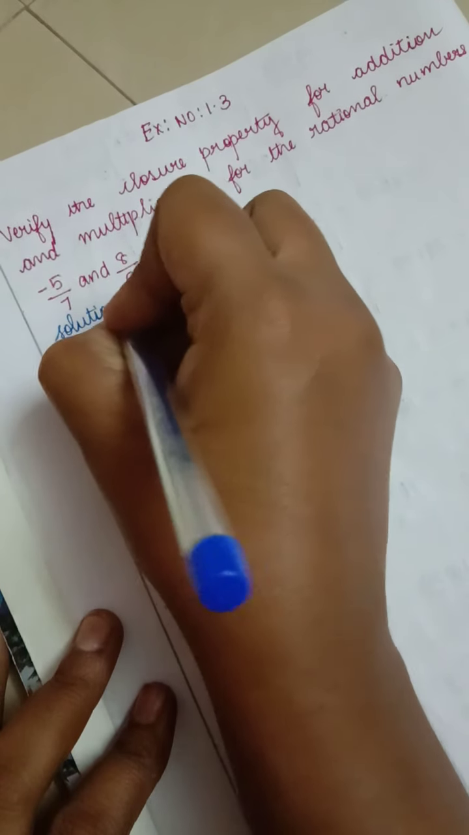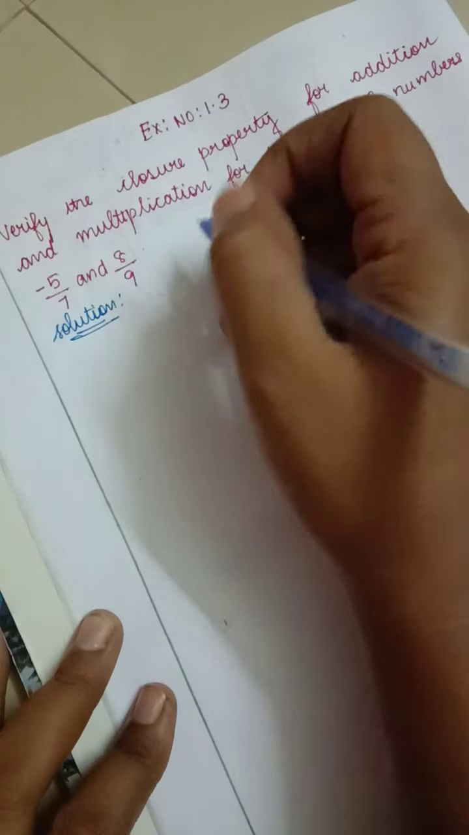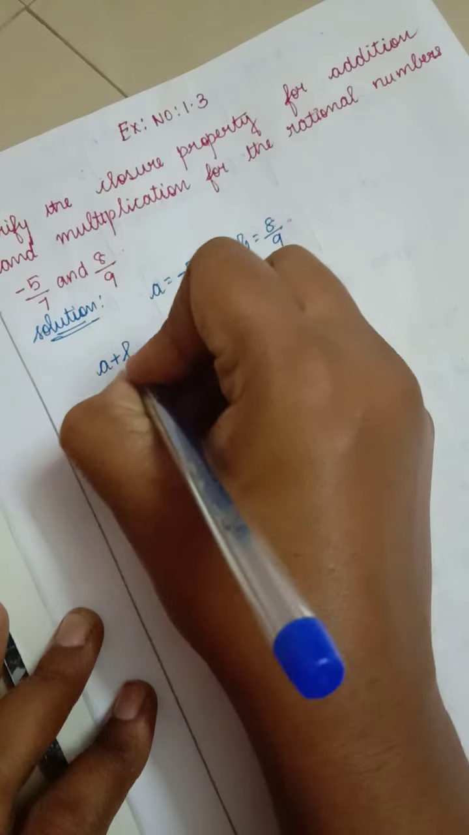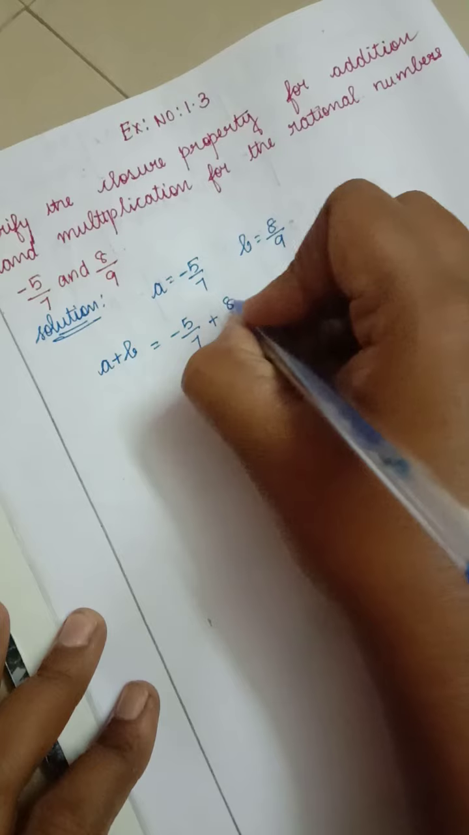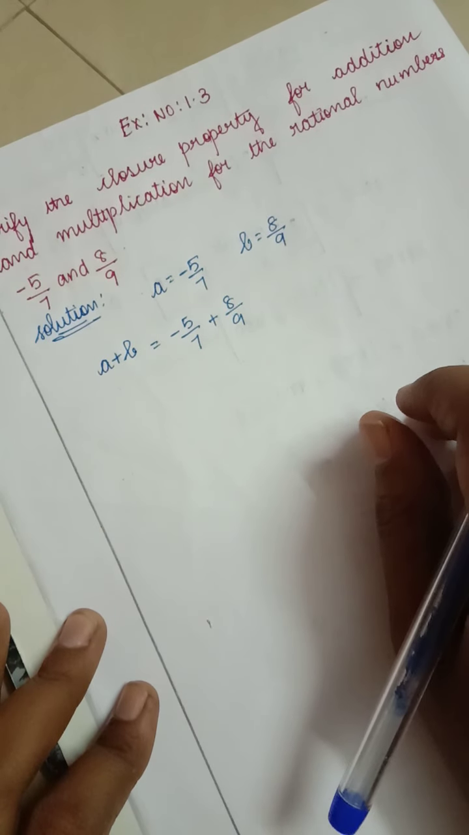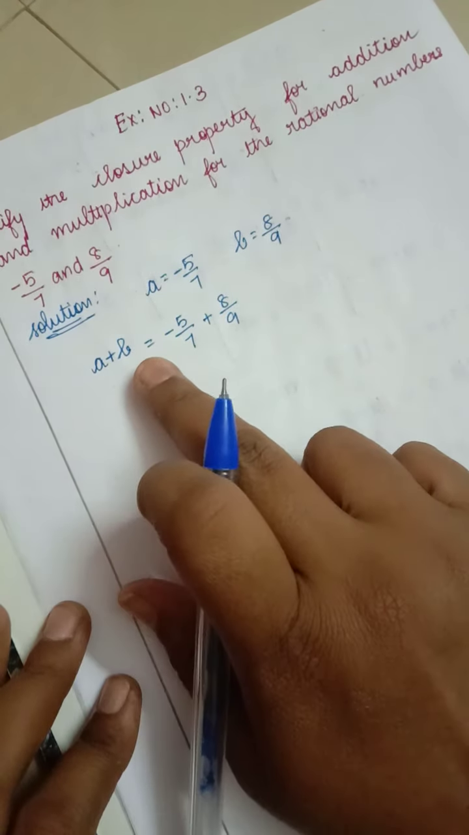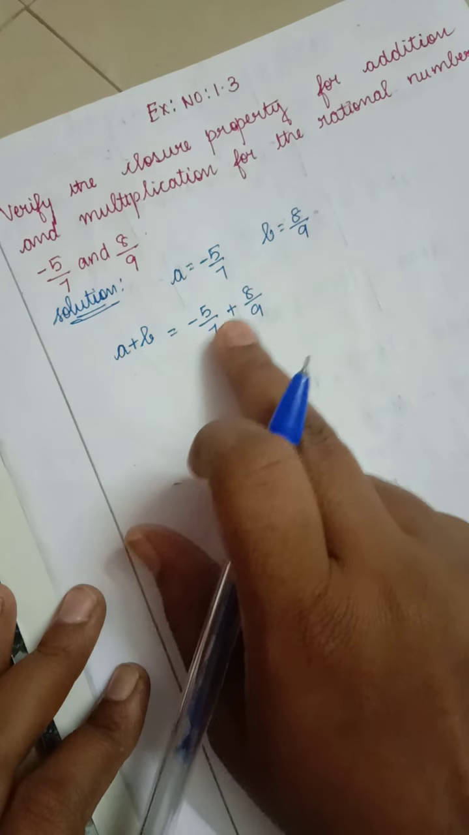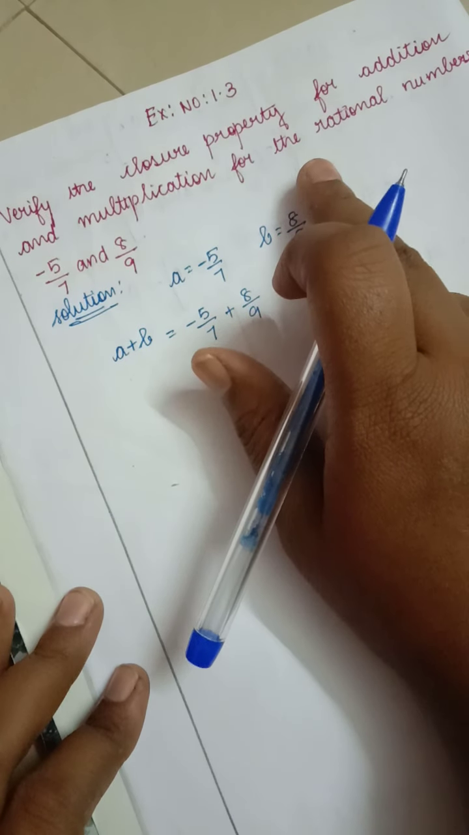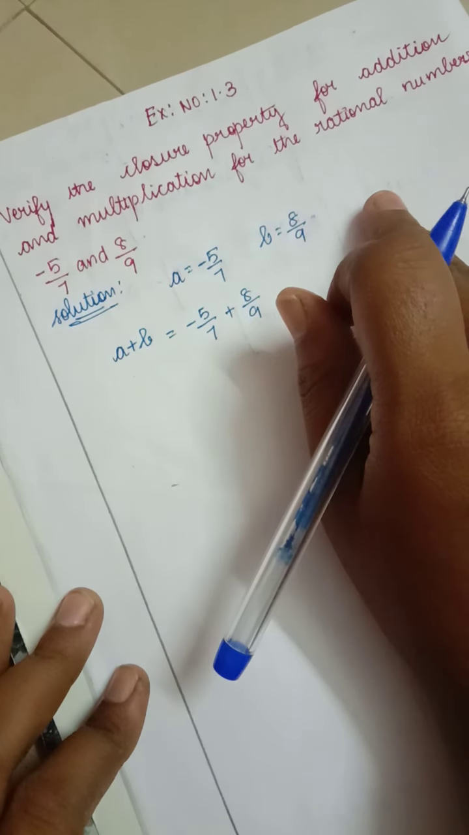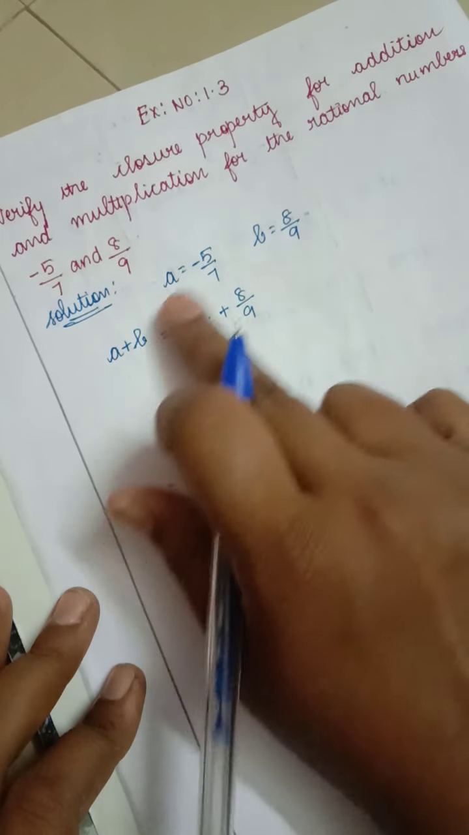In the solution, you first write the given numbers. A is equal to minus 5 by 7, and B is equal to 8 by 9. Next, I am going to find A plus B, which is minus 5 by 7 plus 8 by 9. The closure property means we find A plus B in addition and check whether we get a rational number. A rational number is of the form P by Q, where Q is not equal to 0. Now I am doing the addition.